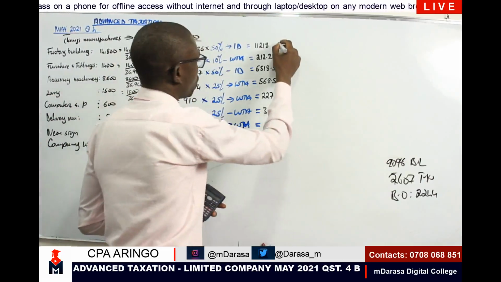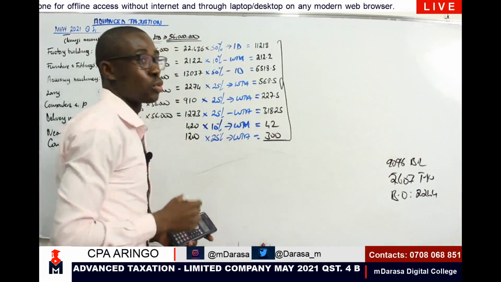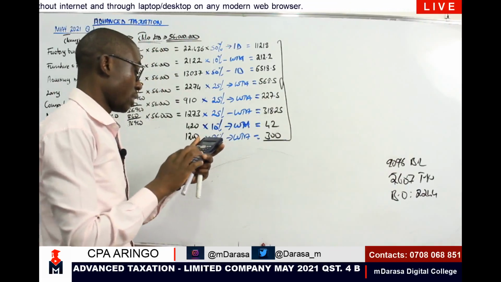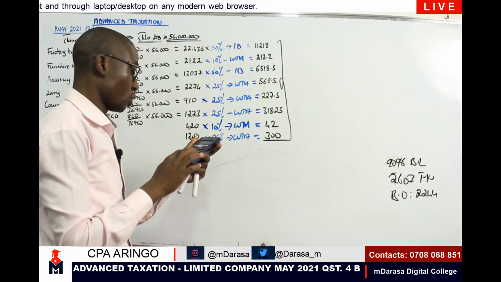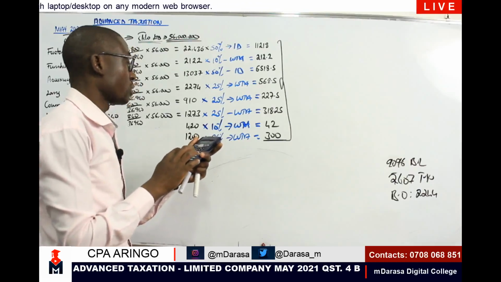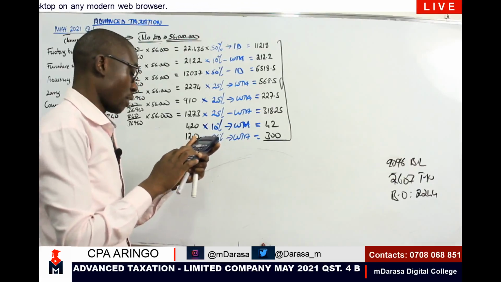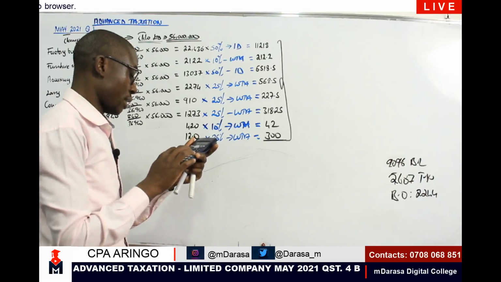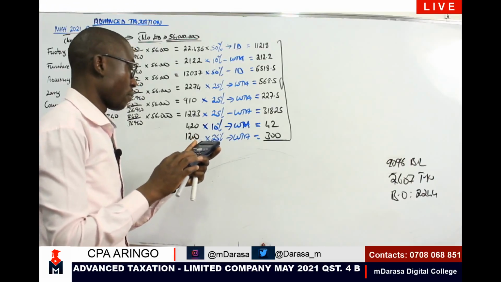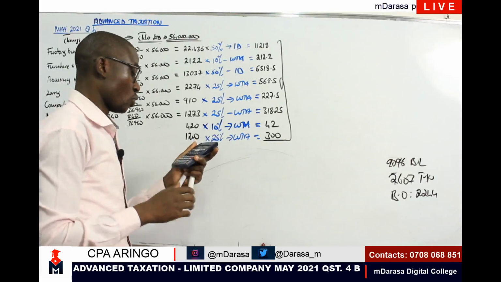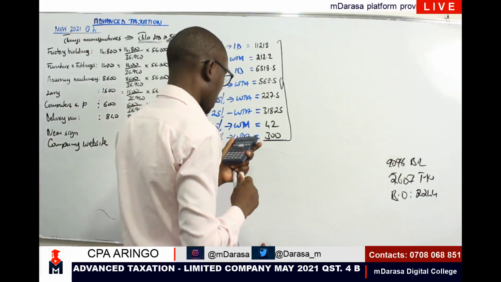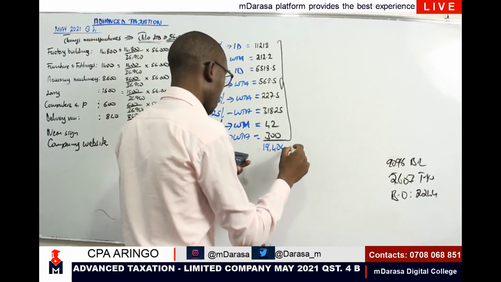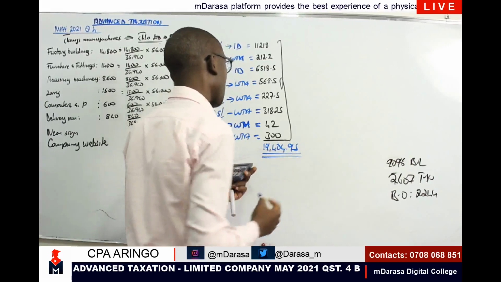So determining our total capital allowances, what would we have? We should be talking of 11,218 plus 12,122 plus 6518.5 plus 568.5 plus 227.5 plus 318.25 plus 42 plus 300. So you should be having here a total of 19,404.95 being our capital allowances.